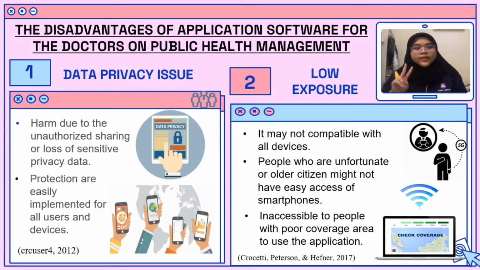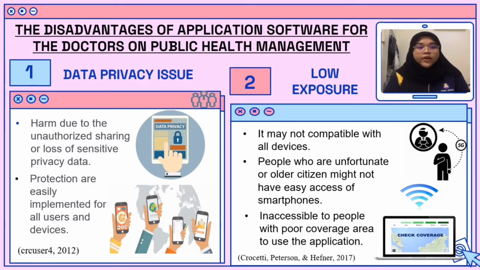Next, the second disadvantage is low exposure. We could assume that it is low exposure as it may not be compatible with all devices. Not only that, but people who are less fortunate and older citizens are more likely not to use a smartphone, and modern devices might be hard for them to use. For the application software, it could be low exposure to the public.